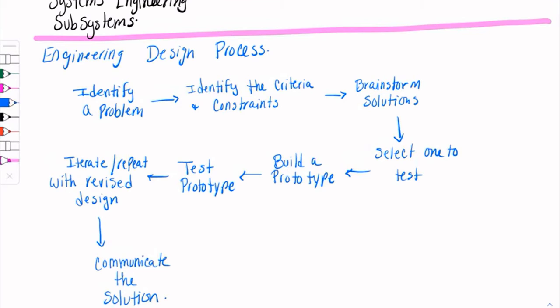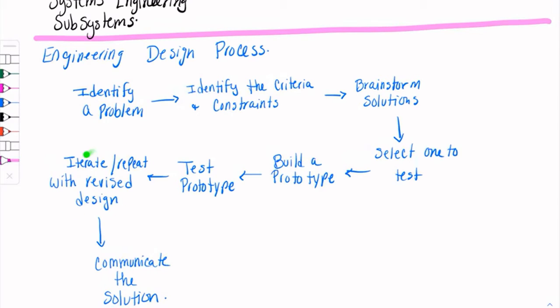Identify the problem, what are the criteria, like what standards do I have to meet, and what are my limitations, my constraints. With those, you brainstorm some solutions, you choose one of your ideas to test, you build the prototype, you test it, you see if it meets the criteria and if it can hold to the constraints. Then you iterate to make it better.